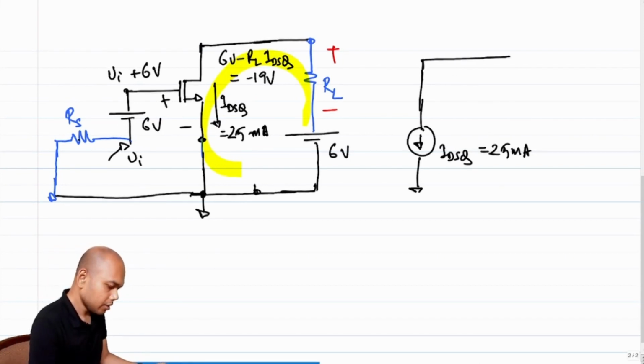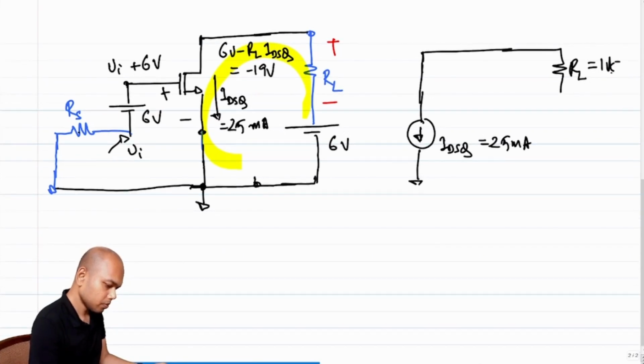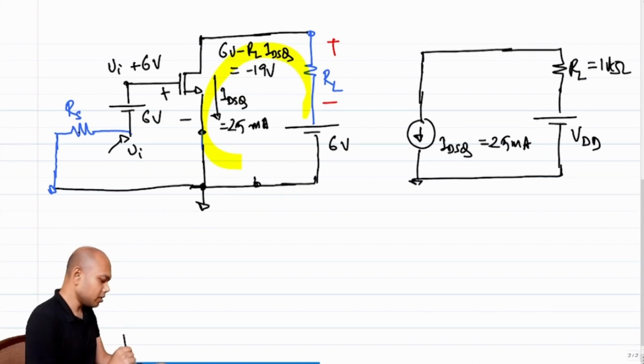Then this is supposed to go through a resistance of 1 kilo ohm, and we are supposed to have a battery here. Let's call this battery VDD. Now, what all things are negotiable here? What all things can we change and what all things can we not? Clearly, this cannot be changed.